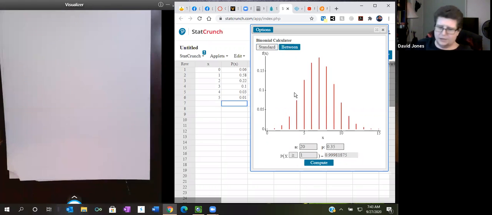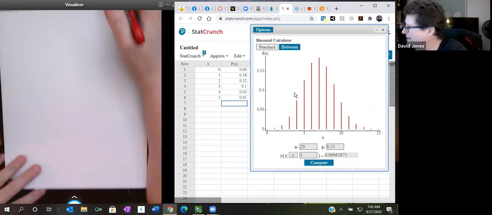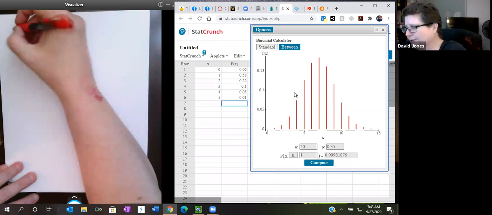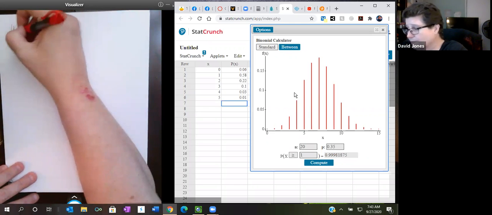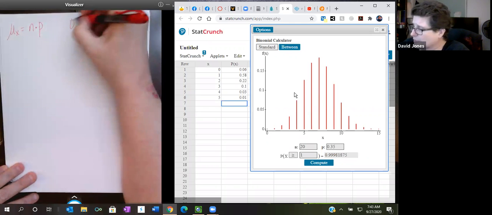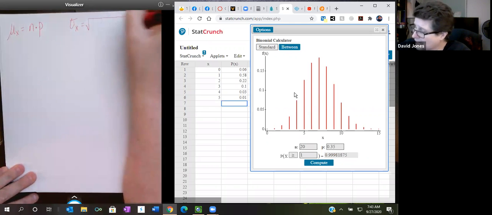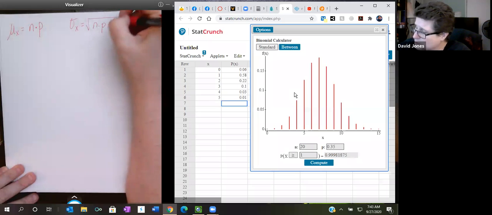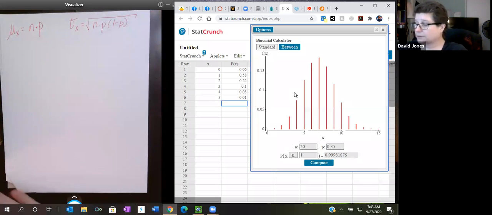And if you need to know the mean and the standard deviation, you'll need a calculator for this. They're straightforward in a calculator. Mu of X is n times p. Sigma of X is the square root of n times p times 1 minus p.